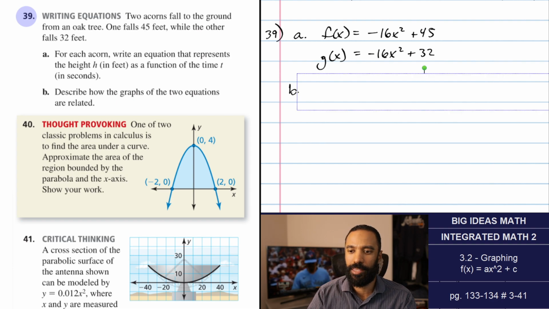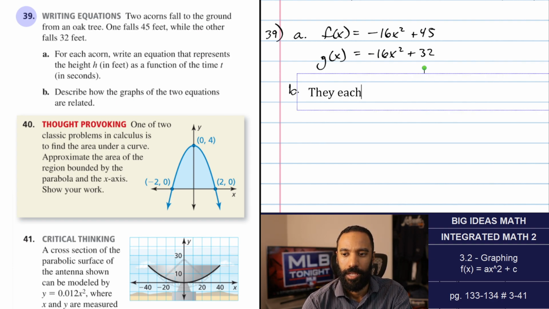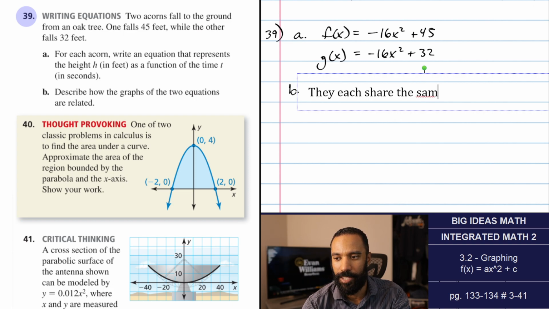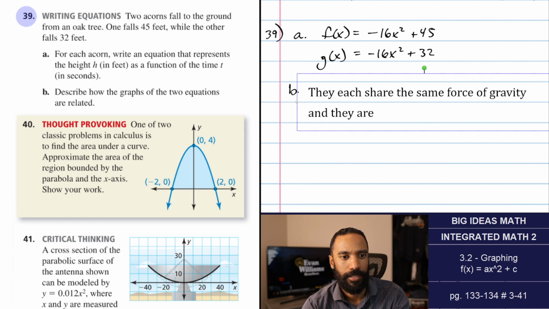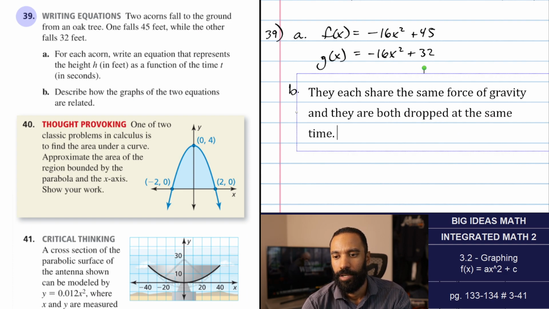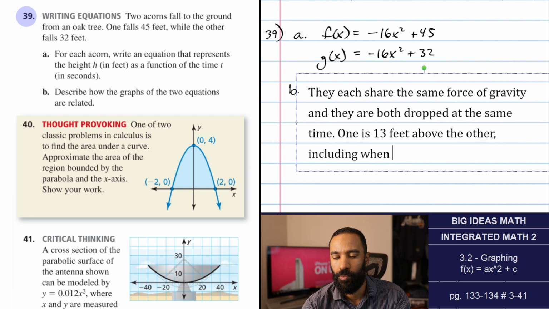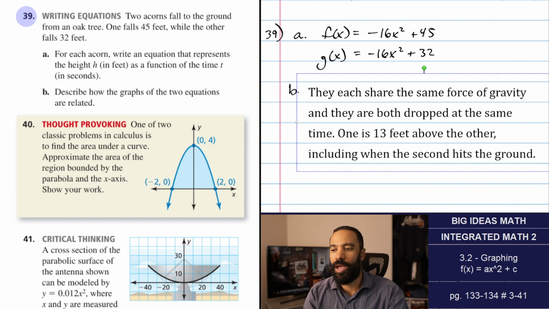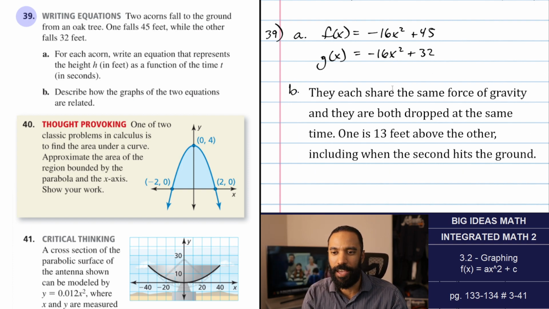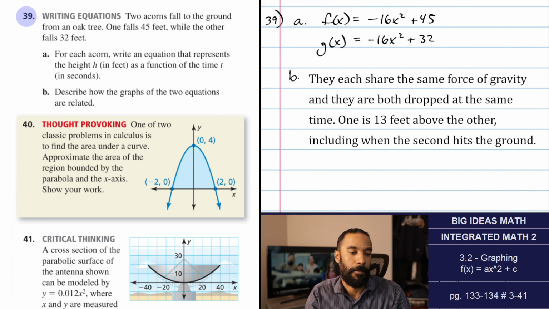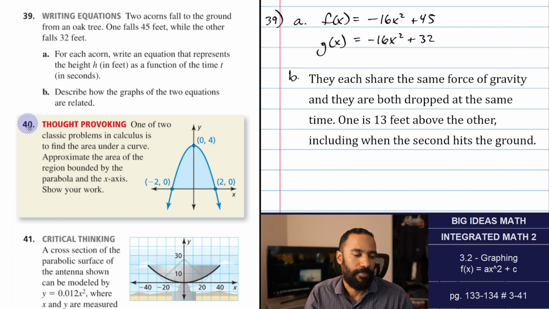Okay. They each share the same force of gravity, and they are both dropped at the same time. One is 13 feet above the other, including when the second one hits the ground. So when the second one hits the ground, the first one would be 13 feet above it because of the 45, basically. That's how it works.